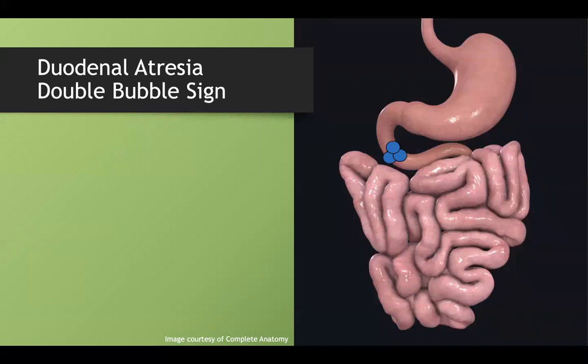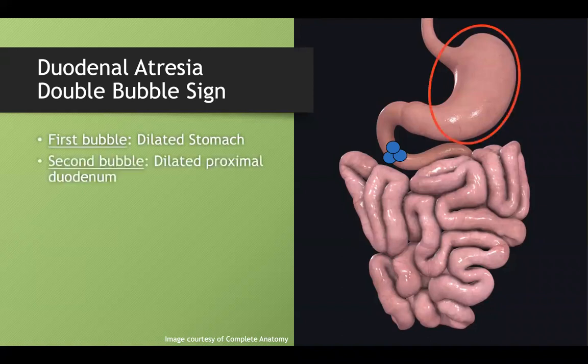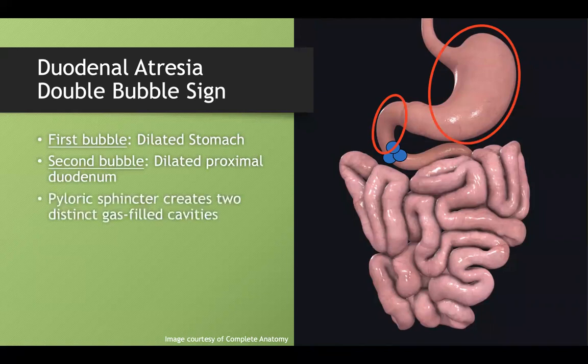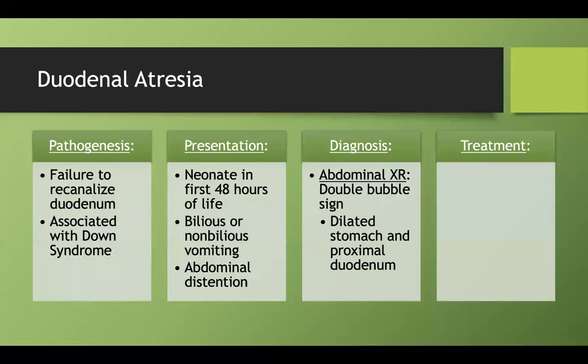And I'll show you what that looks like. Let's imagine you have duodenal atresia right here. Our first bubble is our stomach. Our second bubble will be this duodenum. And the reason there are two bubbles is because remember, we still have this pyloric sphincter right here that can close and create two distinct gas-filled cavities. You have to treat this surgically in order to fix it.